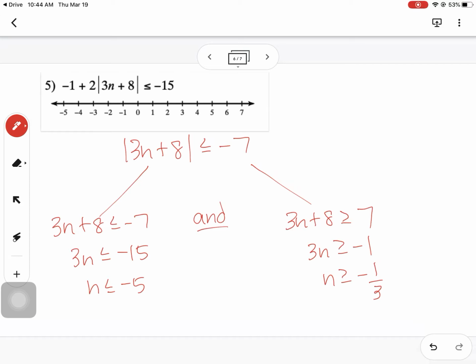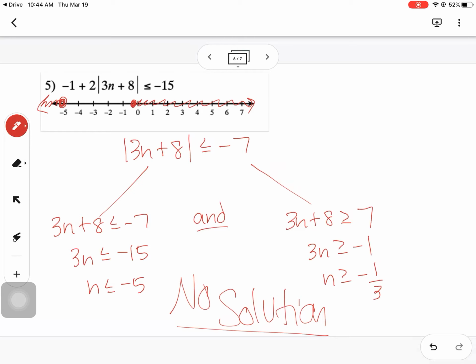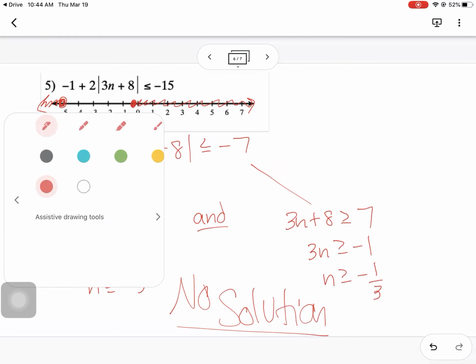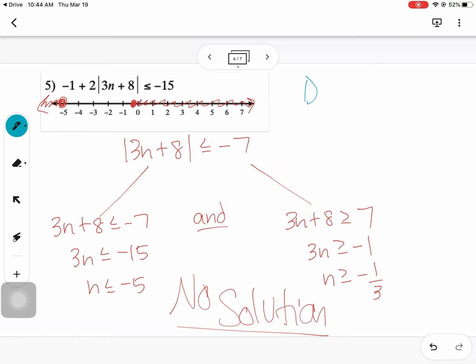When I go to graph this, n is less than or equal to negative 5 would be that region. N is greater than or equal to negative 1/3 would be this region. What's important is it is an and, so your only solutions are where the overlap is. These two do not overlap at all, so this would be no solution because there is no overlap and an and requires overlap. For the domain, again, it could have been anything because it's linear. In this case, it just works out that nothing will satisfy that equation.